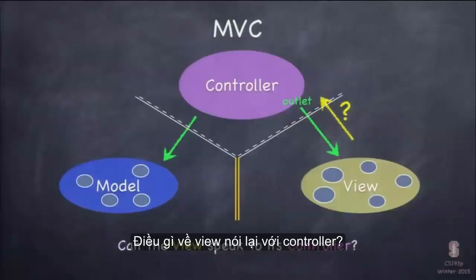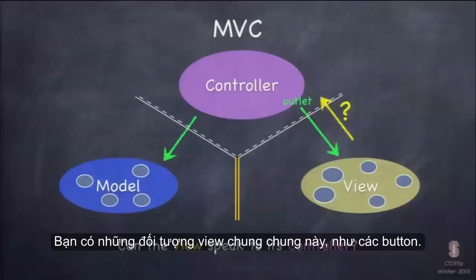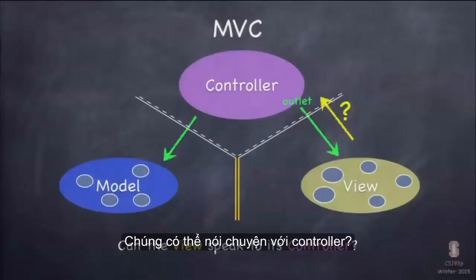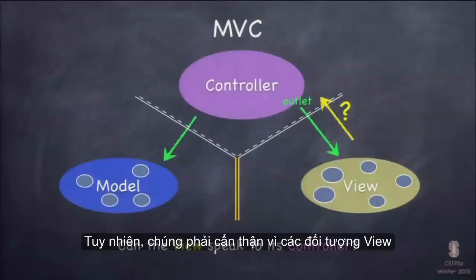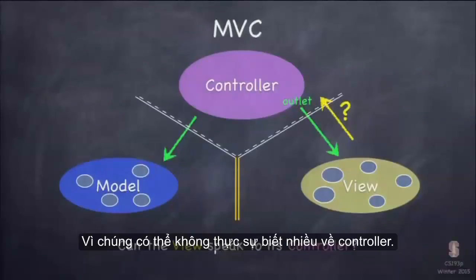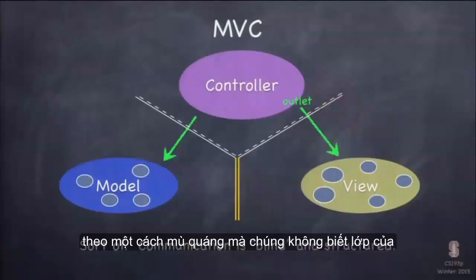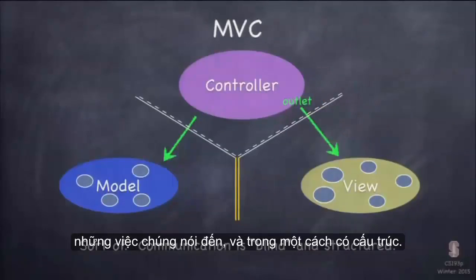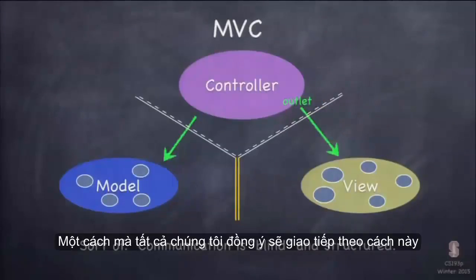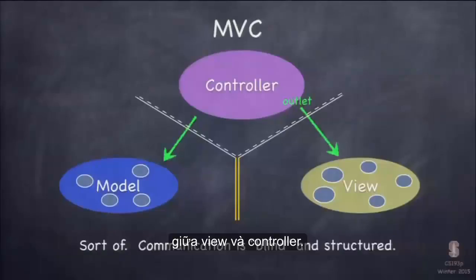What about the view talking back to the controller? You've got these generic view objects like buttons. Can they talk to the controller? Well, yes, they can, but they have to be careful because the view objects are generic. So they can't really know much about the controller. So they can only communicate back to the controller in a blind way, where they don't know the class or the thing they're talking to, and in a structured way, a way where we all agree we're going to communicate this way between the view and the controller.